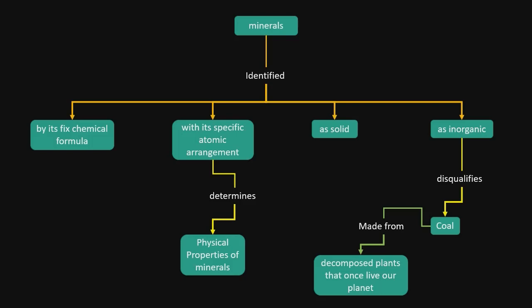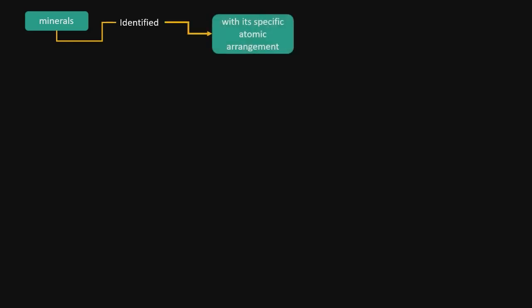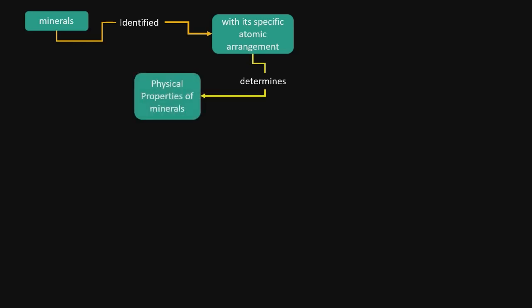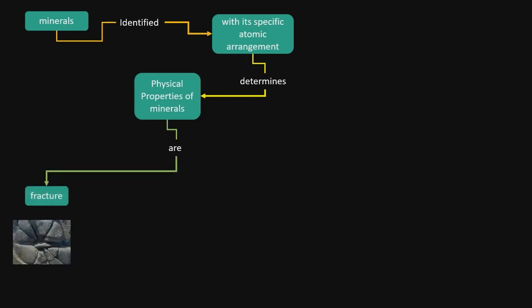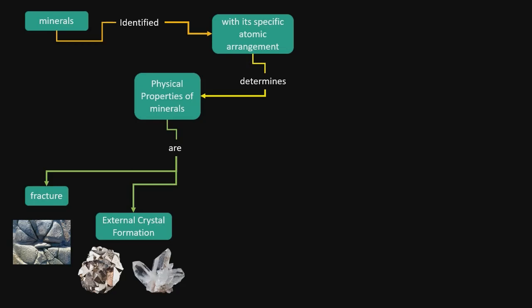The next slide will be looking at the physical properties of minerals. Minerals are identified with a specific atomic arrangement, and it will also help us determine the physical properties of minerals. And the different physical properties of minerals are the following. Fracture. Several types of minerals will have their specific type of fracture formation, while external crystal formation will also help us determine one mineral from another by the type of crystal that they form.